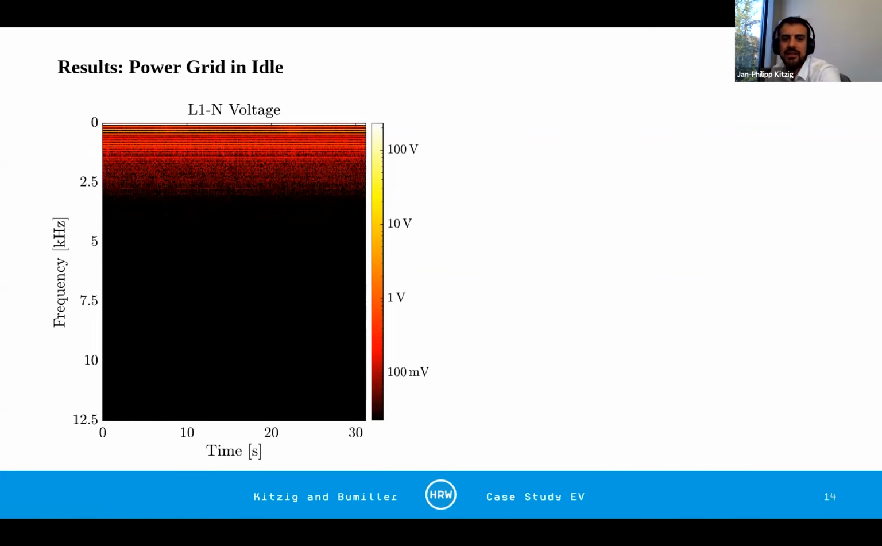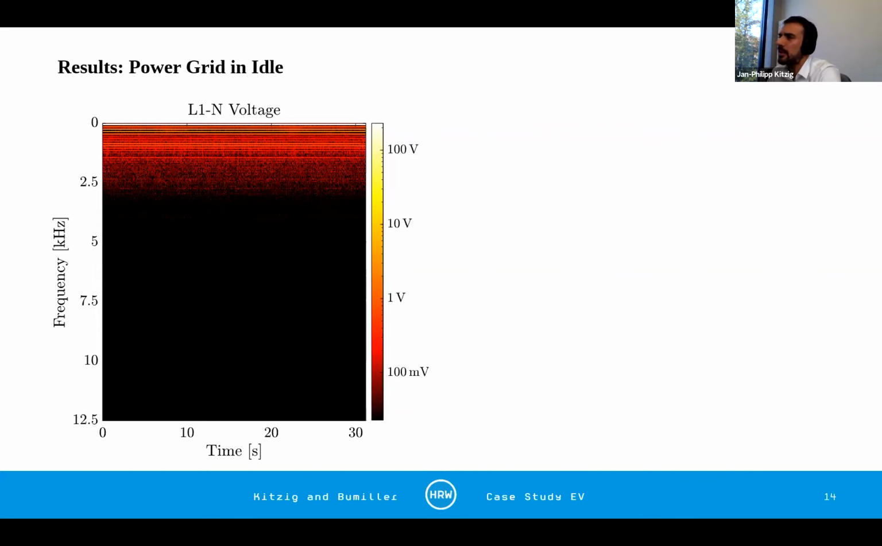And the color scale is indicating the actual magnitude of the voltage. So, we get one time point for every fundamental period, so 50 points per second.